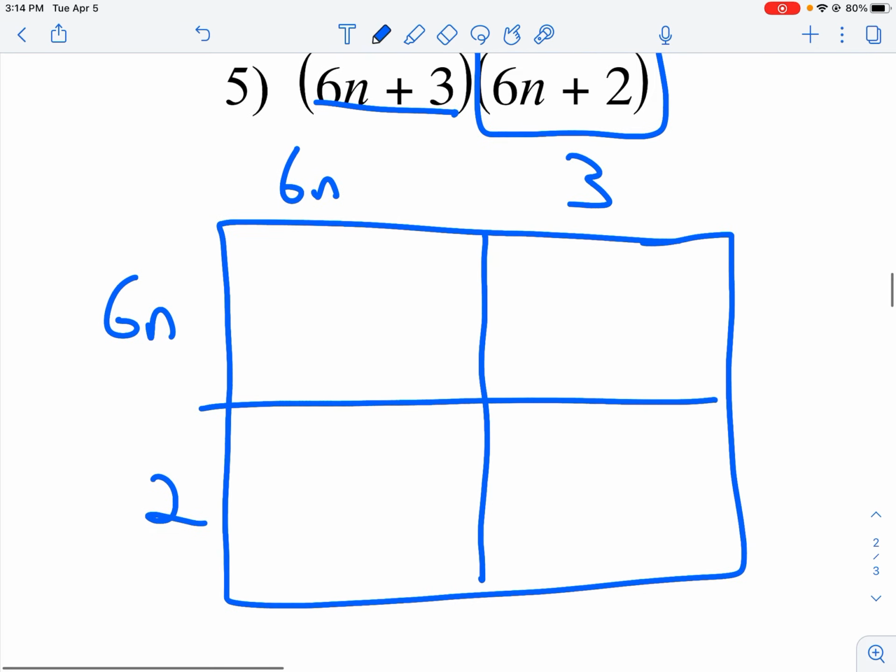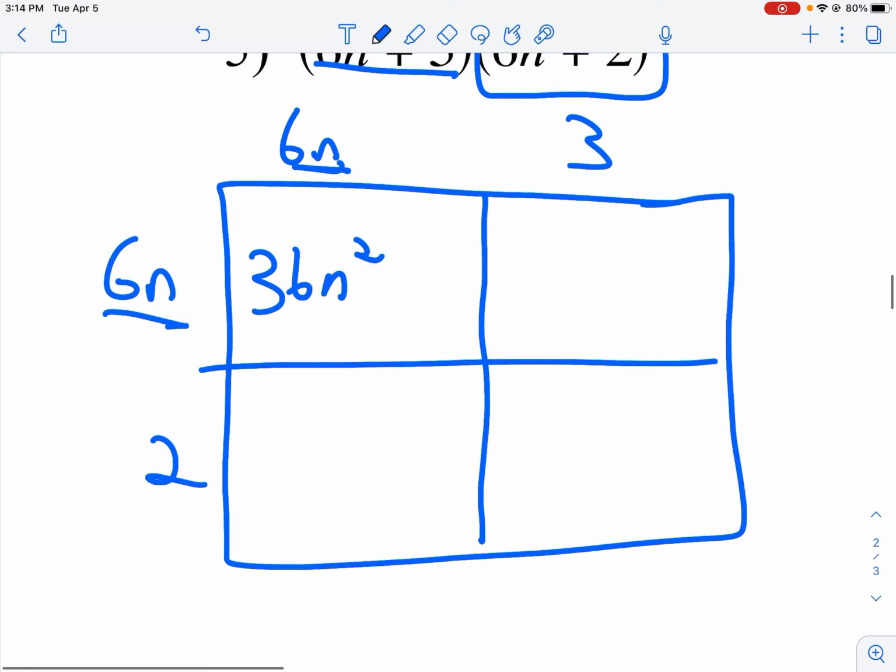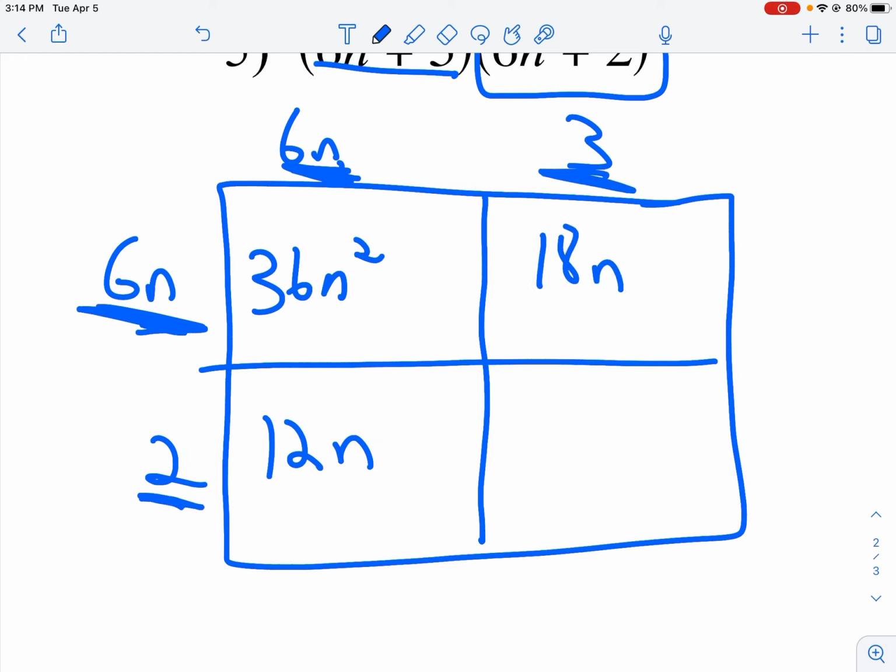So to take a look at this, we have 6n times 6n. All right, well, 6 times 6 is 36. N times n is n squared. Now, it doesn't matter which you go next, if you go to the right, if you go below. Let's go below. Now we have 6n times 2, which will give me 12n. Moving along here, if I want to get into this section of the box, 6n times 3 is 18n. And then finally, to get the lower right-hand corner of the box, 2 times 3 is 6.